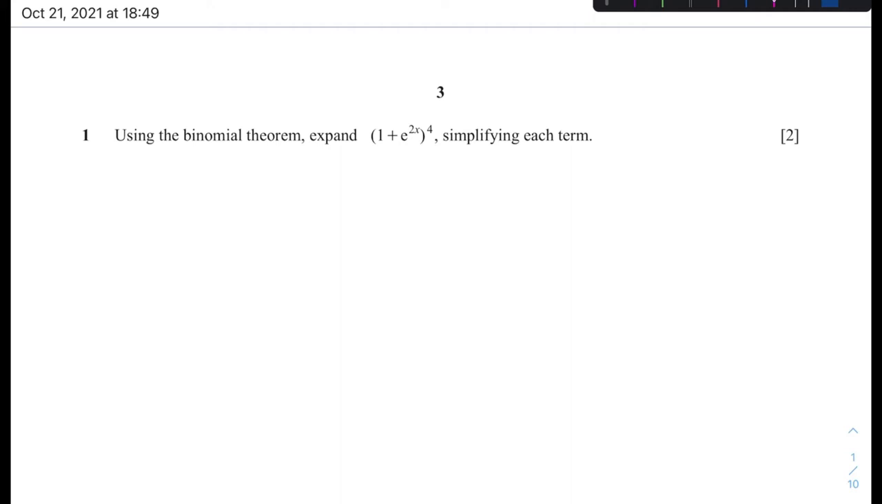The worksheet is in the description. You can download it and work alongside with me.